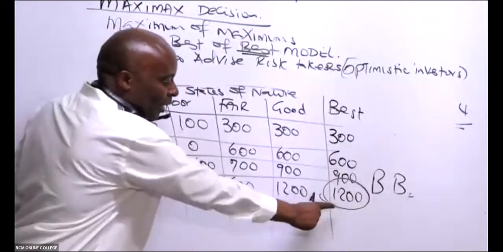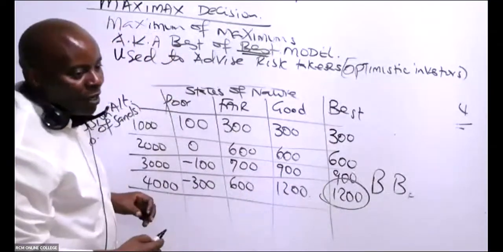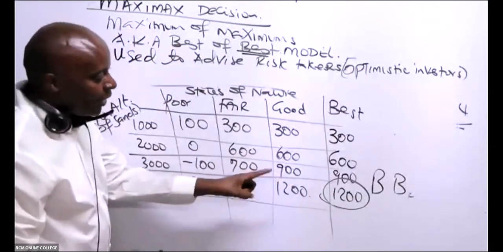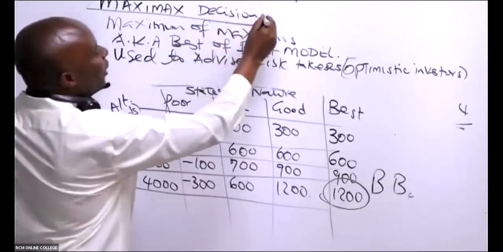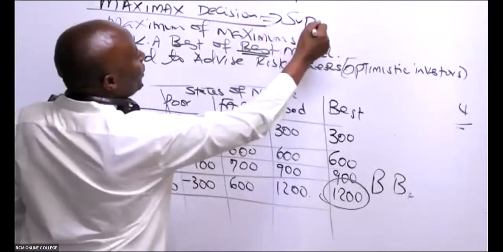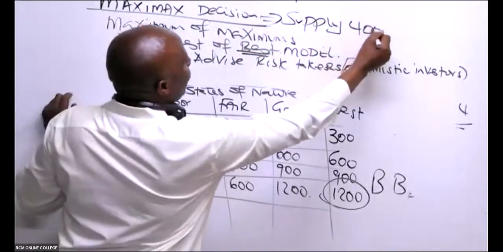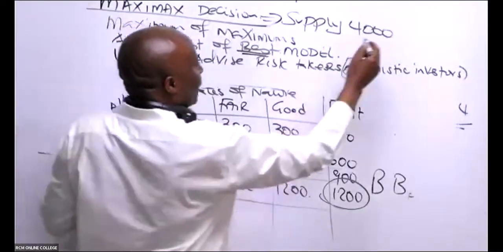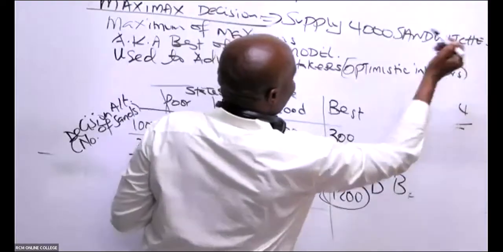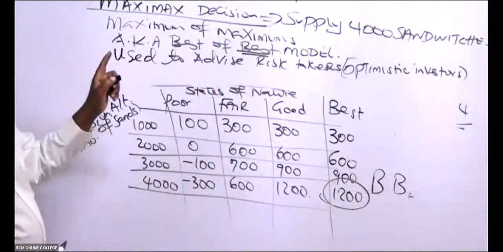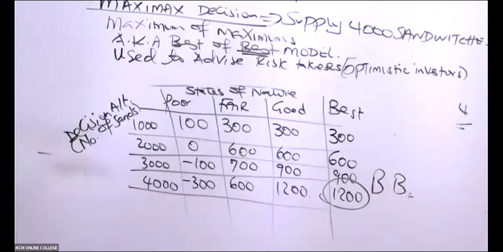And then the very best now is what here, somebody? 1,200. And if 1,200 is the very best, then what are you advising this investor to supply? How many sandwiches? So the maximization is to supply 4,000 sandwiches. If it is maximization, what here, somebody? This question was also there in December 2025.